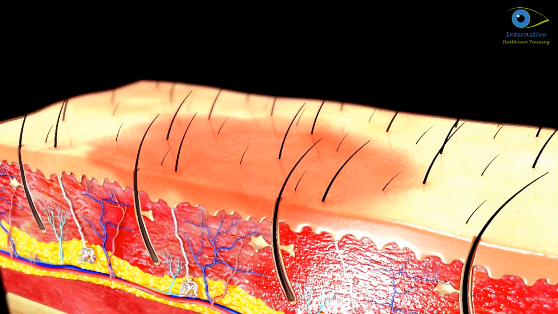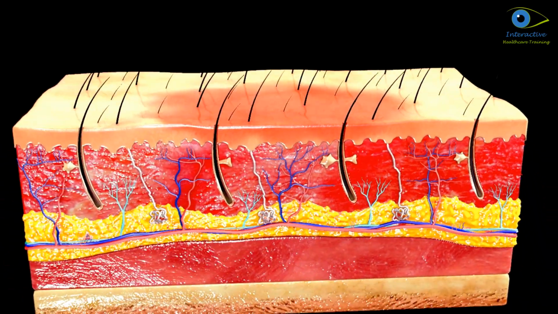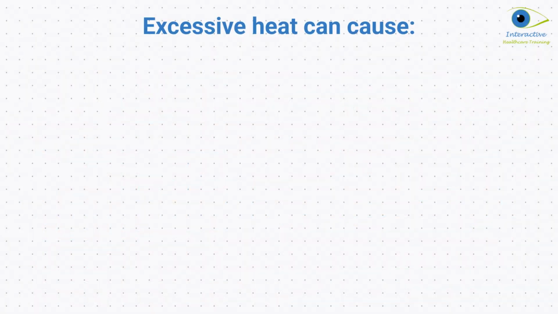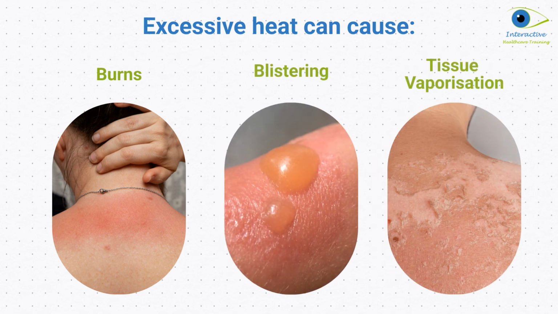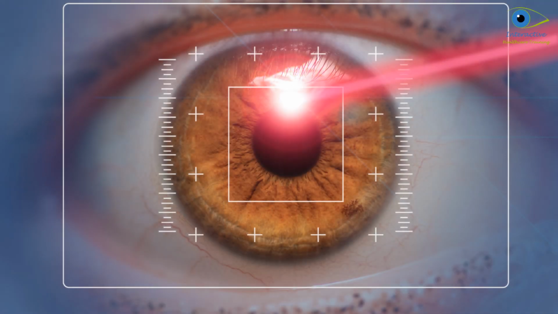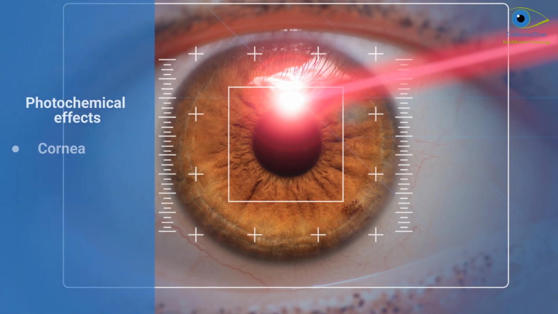One of the most common tissue effects is thermal damage. Excessive heat can cause burns, blistering, or tissue vaporization. Photochemical effects from ultraviolet or blue light can damage the cornea, lens, or retina. Short pulses may also cause photomechanical damage through shock waves within tissue.